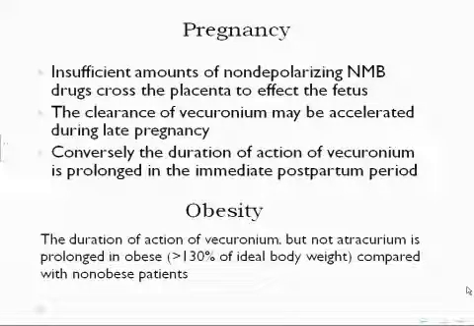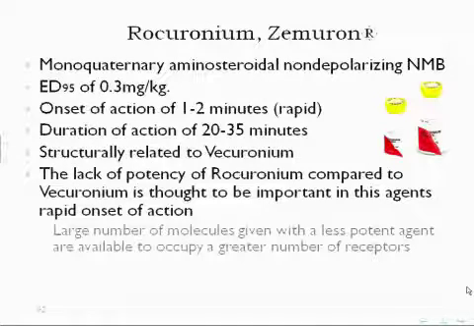Obesity, the duration of action of vecuronium is prolonged in obese compared with non-obese patients. Now let's go on to rocuronium, also known as Zemuron. Rocuronium has gotten a really bad rap the last few years because people are finding out that when you redose this drug, it doesn't do what it's supposed to do. It acts way too long. So when you redose this drug, you may have a very prolonged effect, and nobody's been able to explain why. So this has kind of hurt this drug, and a lot of people are trying to go away from it.